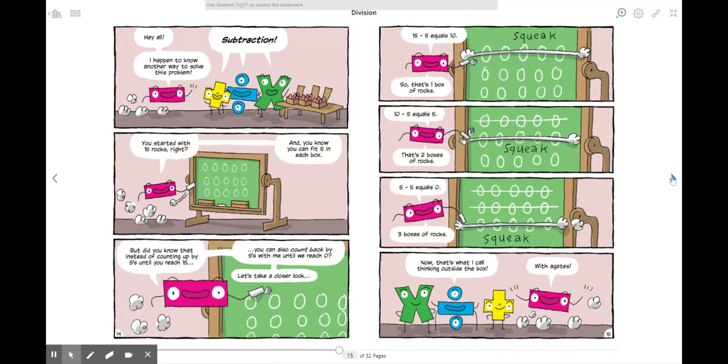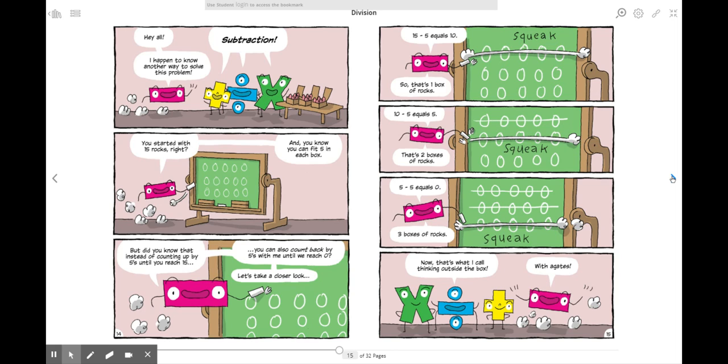Hey y'all, I happen to know another way to solve this problem. Subtraction. You started with 15 rocks, right? And you know you can fit 5 in each box. But did you know that instead of counting up by fives until you reach 15, you can also count back by fives with me until we reach 0? Let's take a closer look.